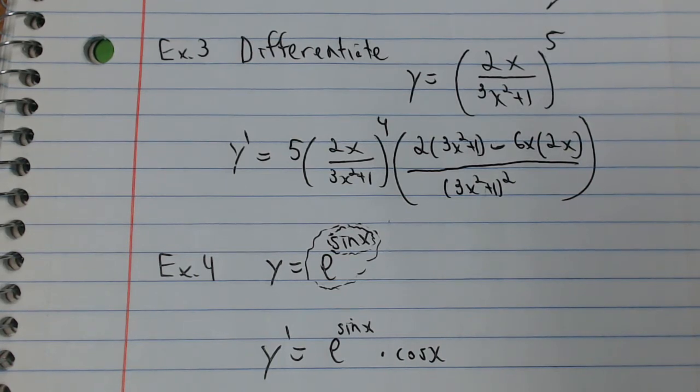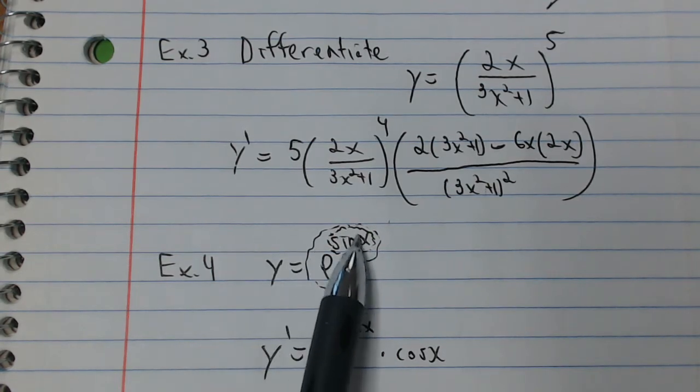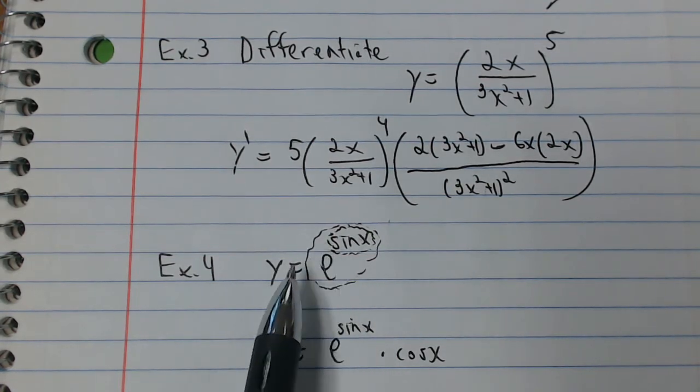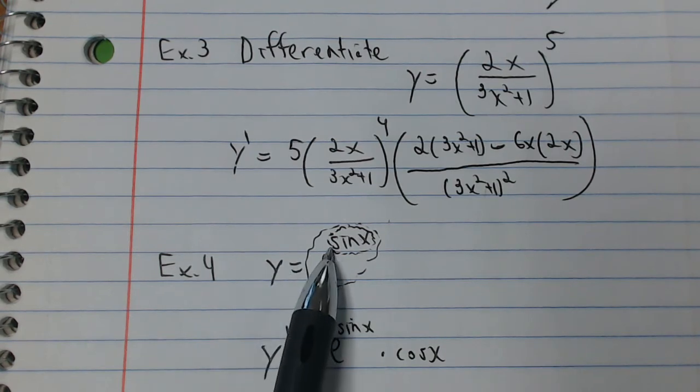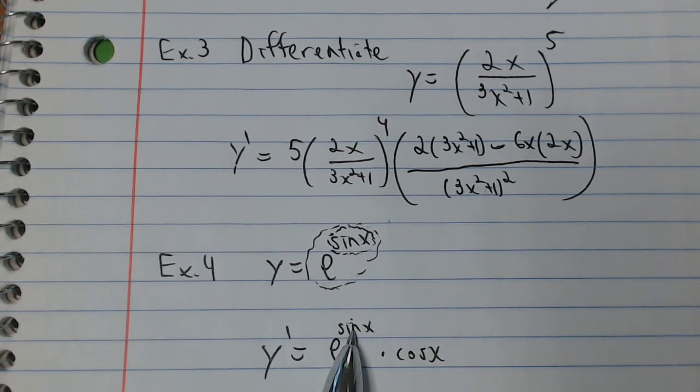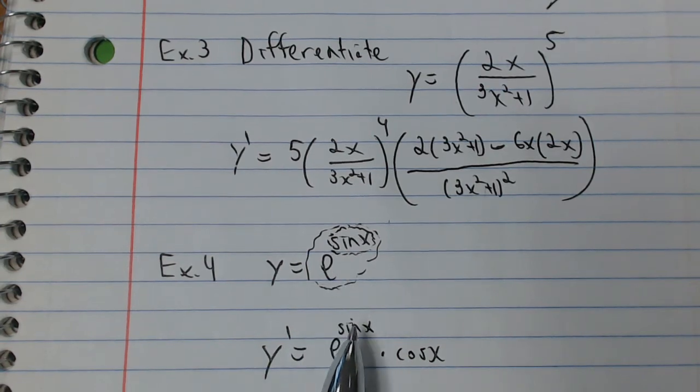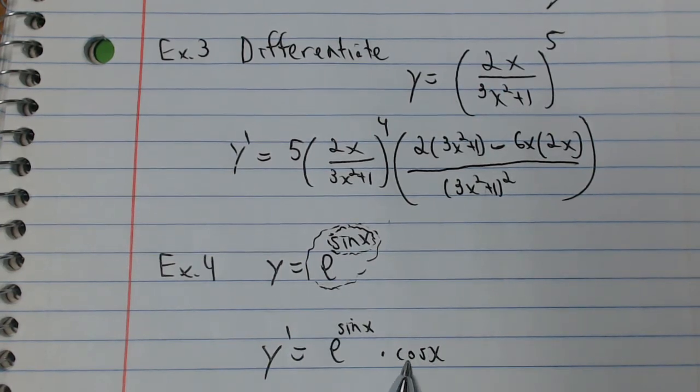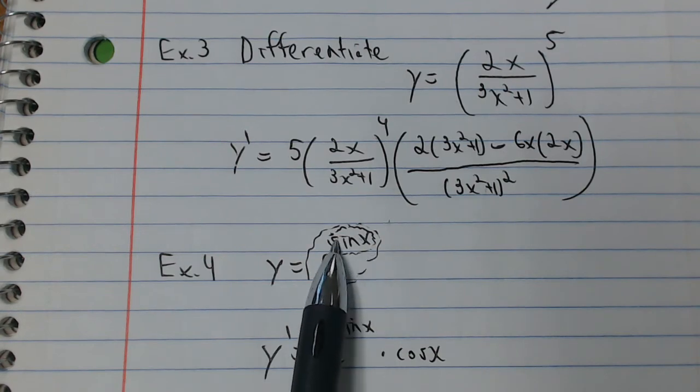I hope you see this process, and it's just not that difficult. All we do is start from the outside and then work our way inside. Remember, once you identify the inside function, when I find the derivative of the outside, this inside function isn't affected until I work my way in. So notice how the sine x didn't change. But where did this cosine come from? That's because we're saying times the derivative of the inside.